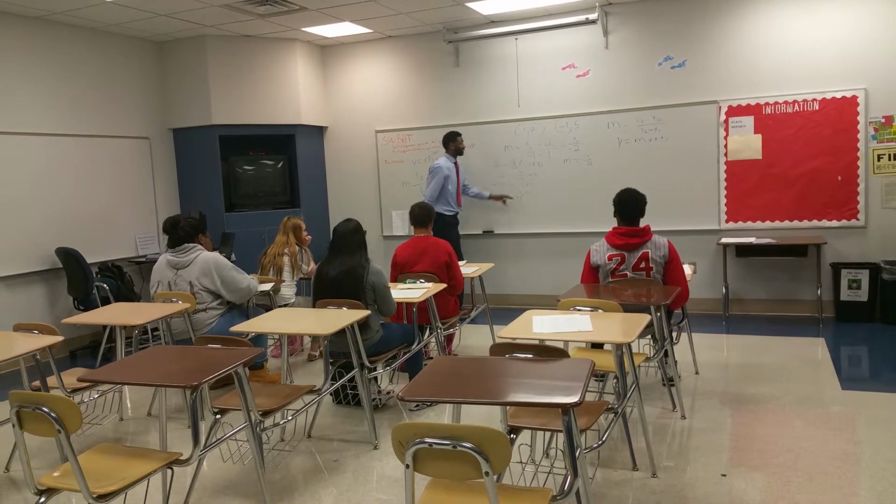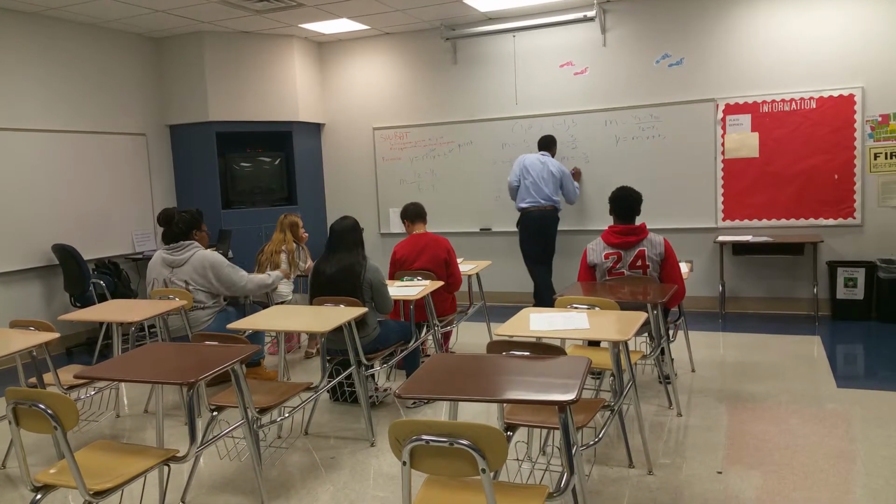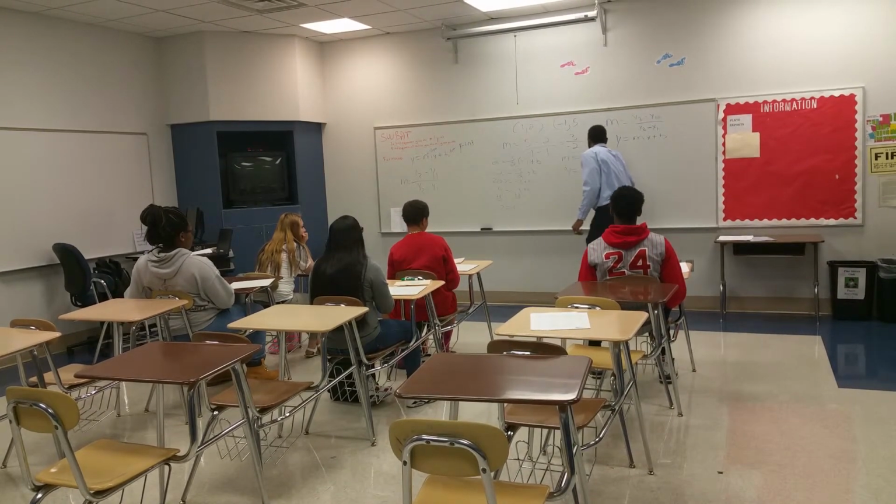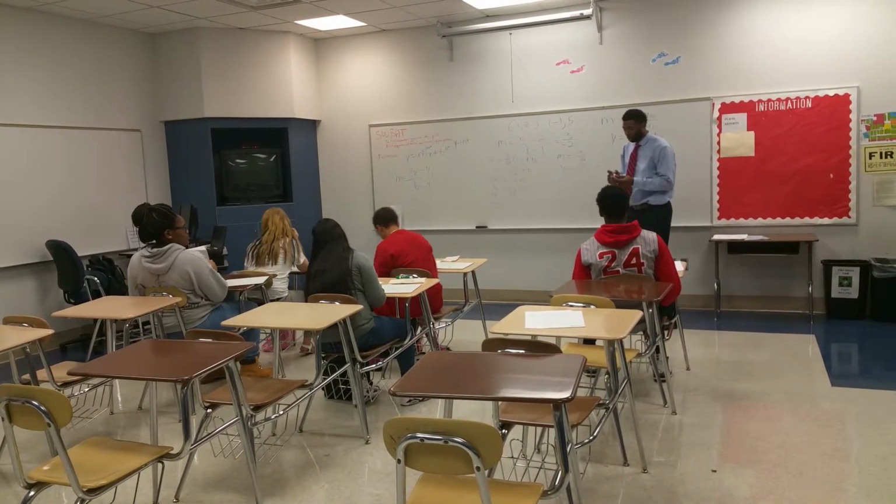b equals 7. So I have my slope and my y-intercept. Y equals -3/2 x plus 7. Thank you. You can go.